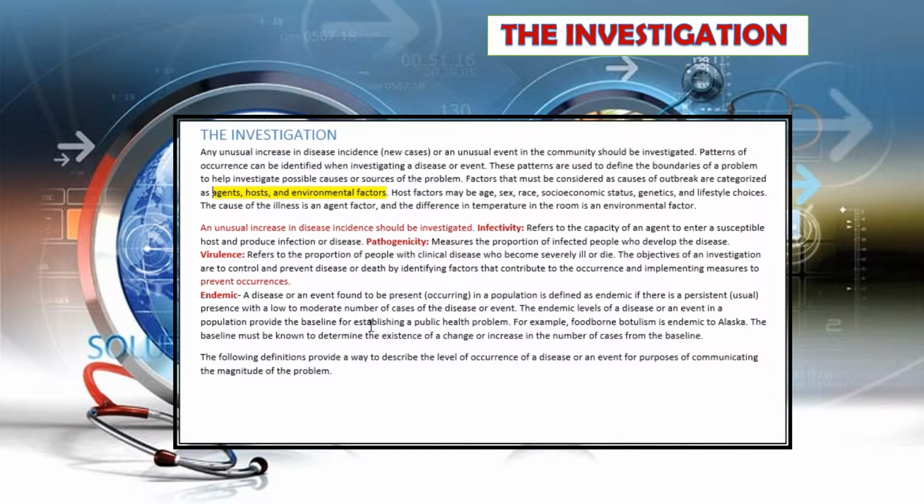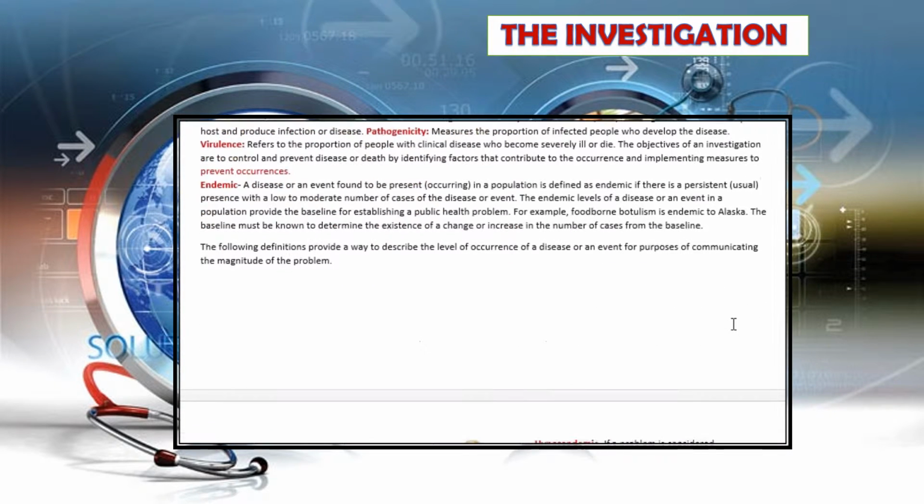Okay, other terms I want to talk about. What is an endemic? An endemic, you should have heard this before in your previous studies, is a disease or an event found to be present in a population. Defined as endemic is persistent with a low to moderate number of cases. The endemic levels of a disease over an event population provide a baseline. An example: foodborne botulism is endemic to Alaska.